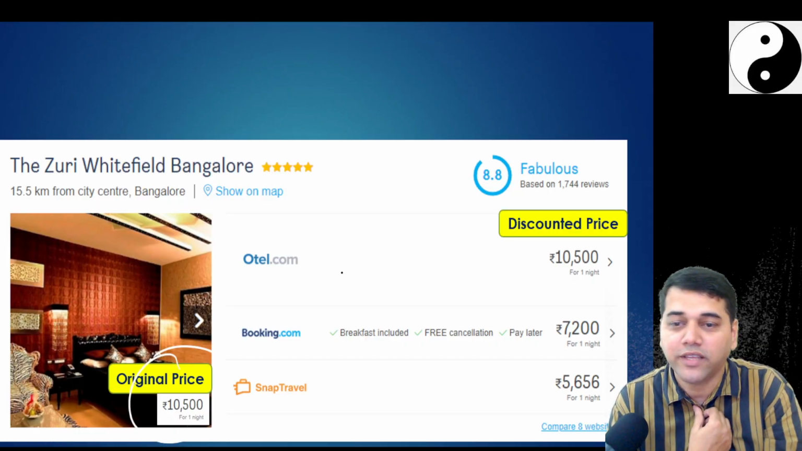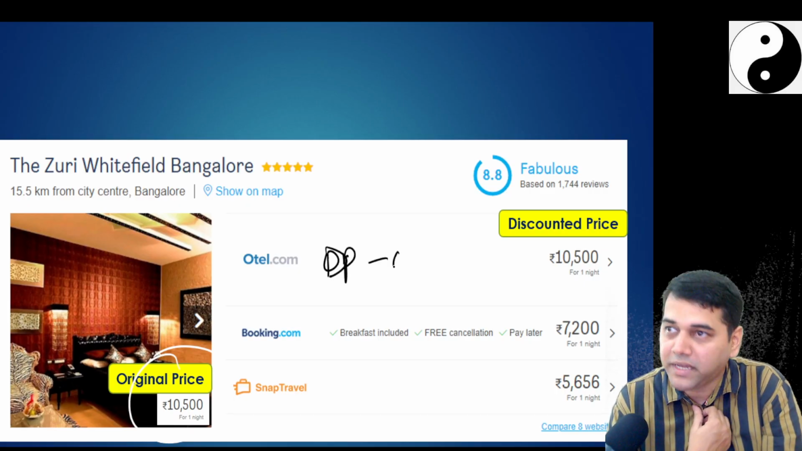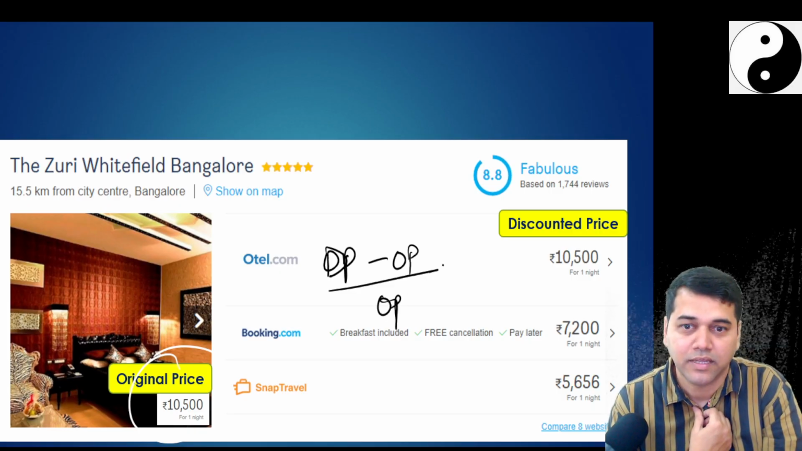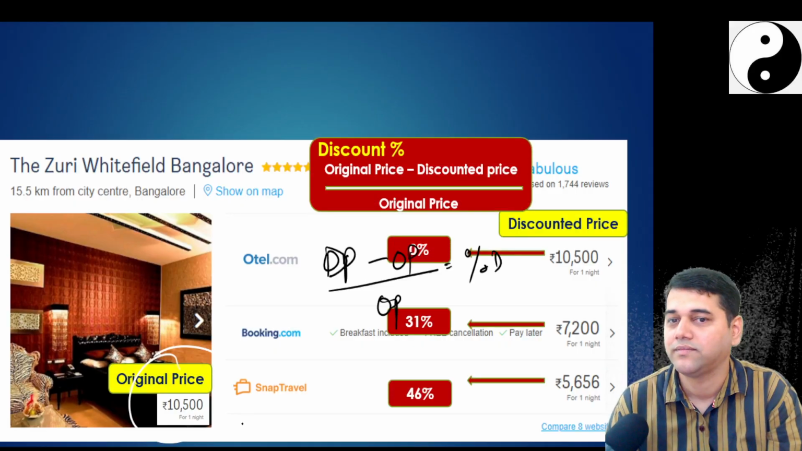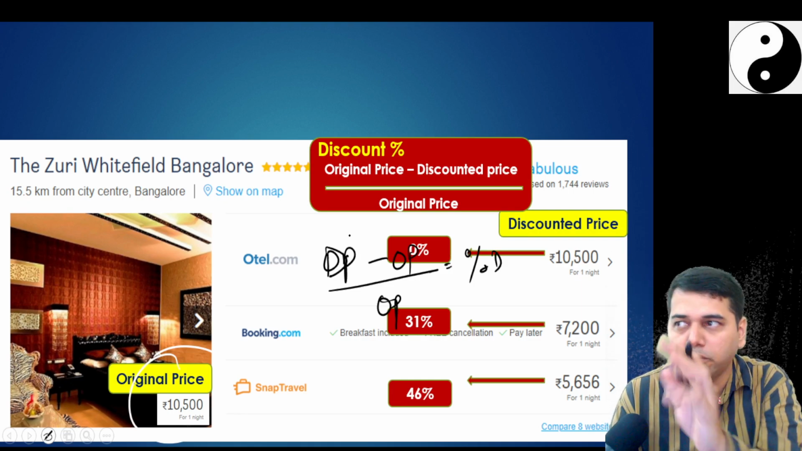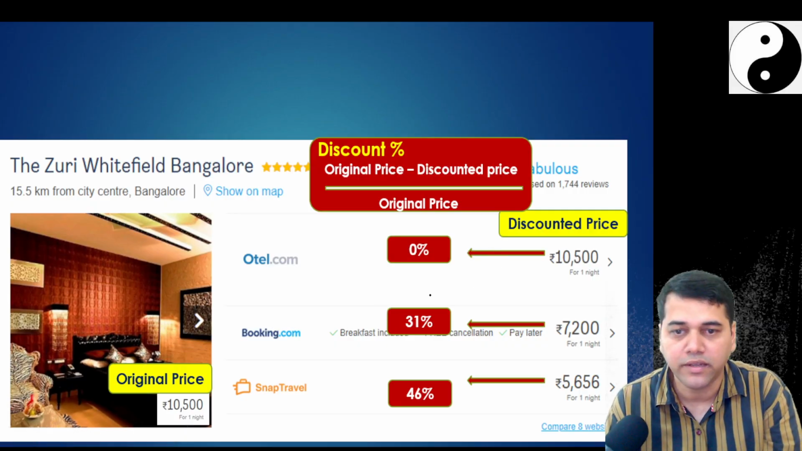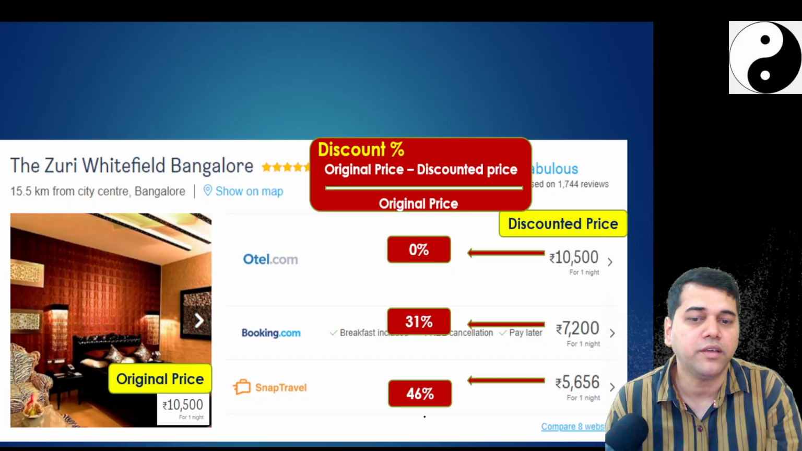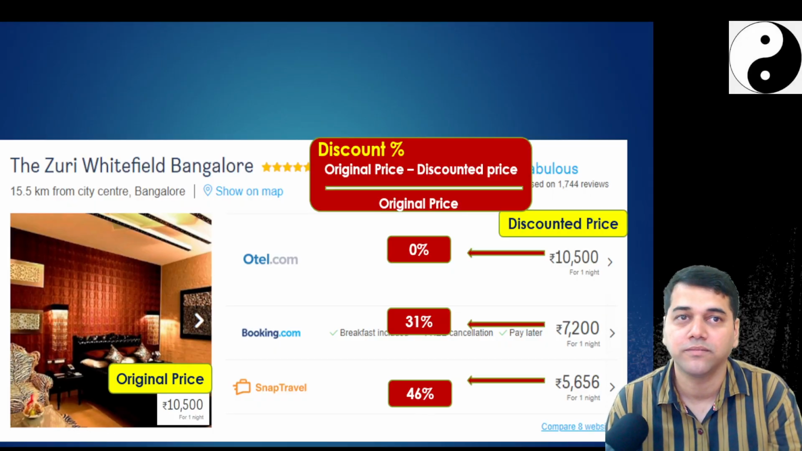Then you say, sir, discounted price minus original price, divided by original price. Then you get the percentage of the discount. Correct? The denominator is the original. And you say that, look, my company is not offering me any discount. This is offering me 31% discount and this is offering 46%. Now tell me, who is offering substantial discount?